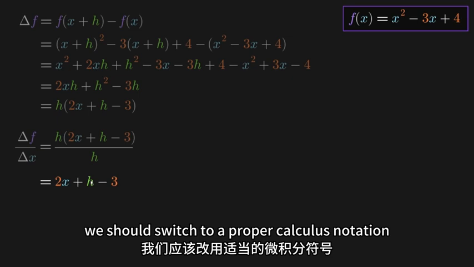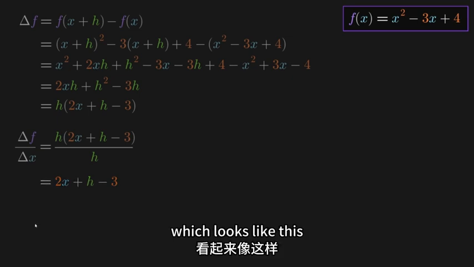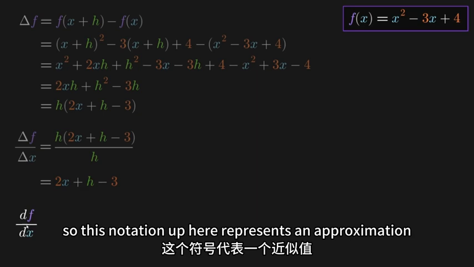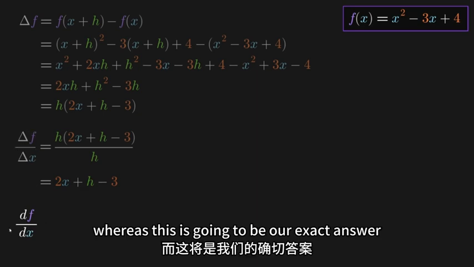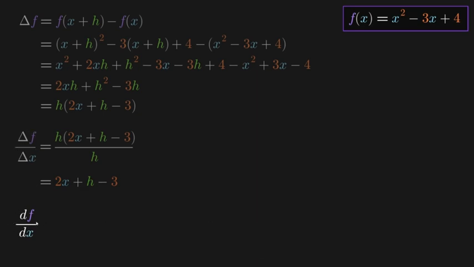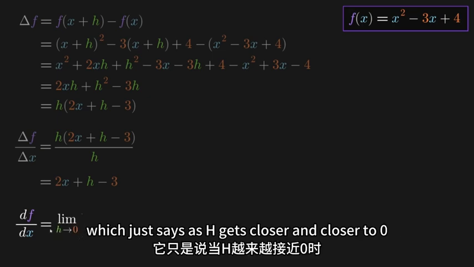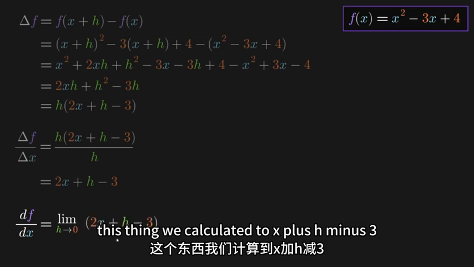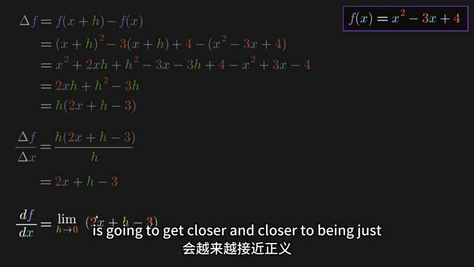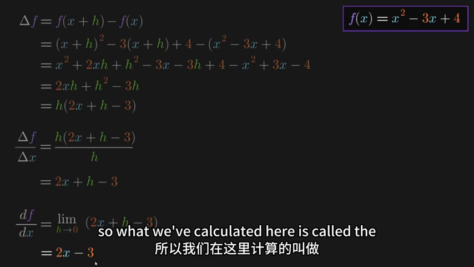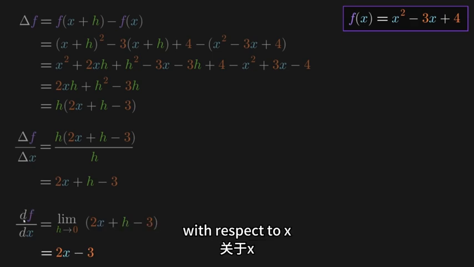But we don't want to be put in math jail, of course, so let's be a bit careful about this. First of all, we should switch to a proper calculus notation, which looks like this. So this notation up here represents an approximation, whereas this is going to be our exact answer. We can then add this bit of mathematical legalese, which just says as h gets closer and closer to 0, this thing we calculated, 2x plus h minus 3, is going to get closer and closer to being just 2x minus 3. So what we've calculated here is called the derivative of f with respect to x.